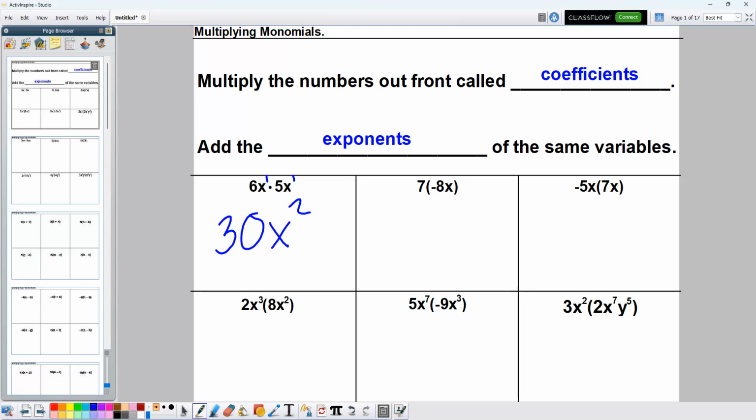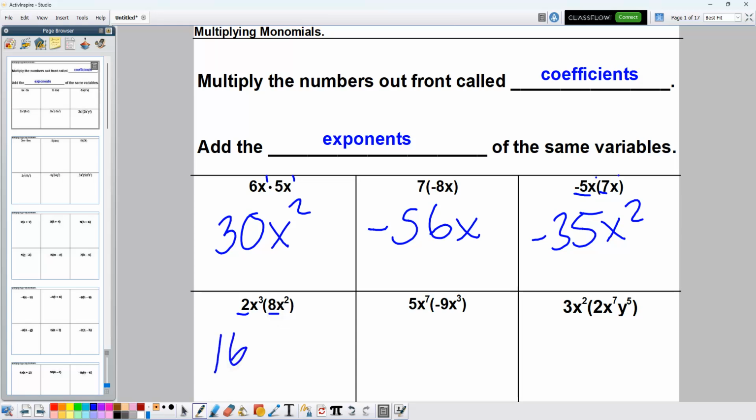The next one, 7 times negative 8. Big numbers out front would be negative 56. There's only an x there. There's nothing to multiply. Negative 5 times 7 over here would be negative 35. X to the first times x to the first would be x squared. Out front, 2 times 8 would be 16. X's, add your exponents. What's 3 plus 2? 5. You add the exponents.